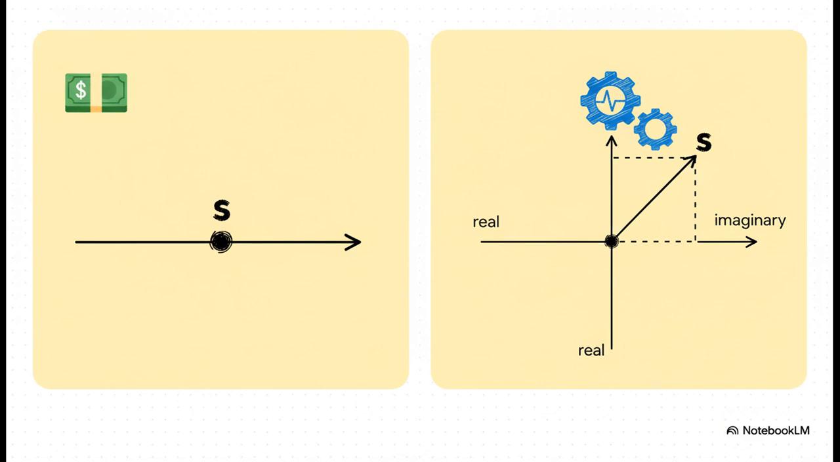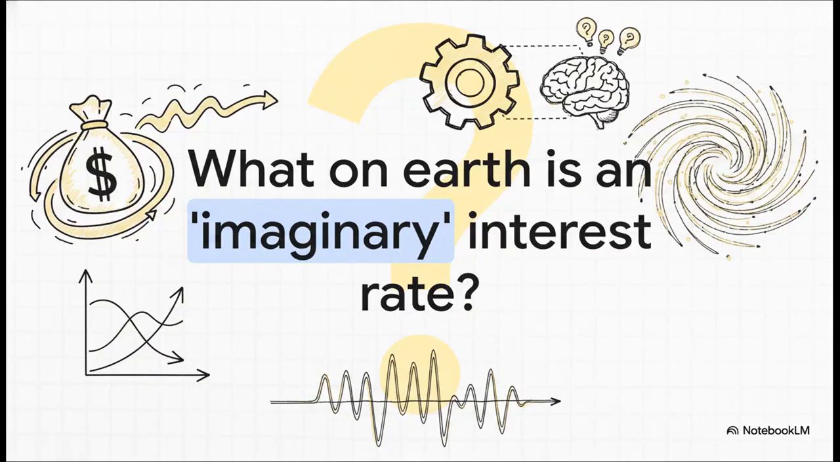For the finance folks, that S variable, the discount rate, is just a simple number, like 5%. But for an engineer, S is what's called a complex number. It has a real part and an imaginary part. It's not just a point on a line, it's a point on a map. And that leads to this completely mind-bending question. Okay, we get what a real interest rate is. It discounts future money. But what in the world is an imaginary interest rate? What could that second dimension possibly represent in economics?